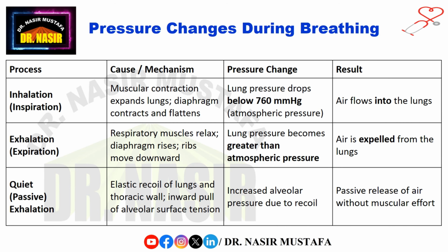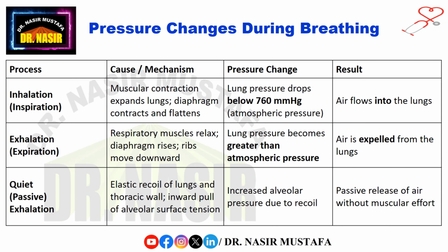Inhalation occurs when the pressure inside the lungs becomes lower than atmospheric pressure, which is about 760 millimeters of mercury. This pressure drop is created by expanding the lungs through muscular contraction. Exhalation begins when respiratory muscles relax. The diaphragm rises due to its elasticity, and the ribs descend. Lung pressure becomes greater than atmospheric pressure, and air is expelled. Quiet exhalation is passive and results from elastic recoil of the lungs and thoracic wall, produced by stretched elastic fibers and the inward pull of alveolar surface tension.